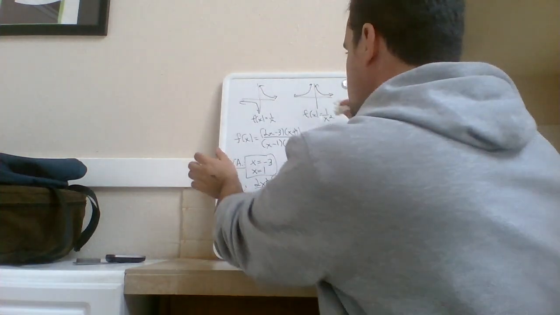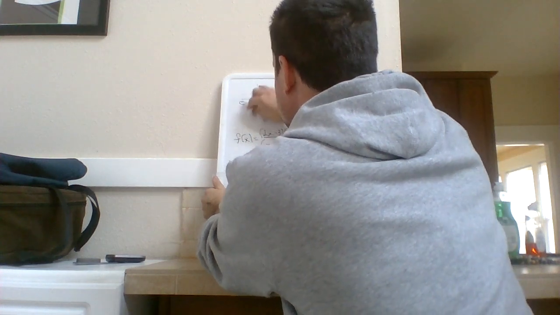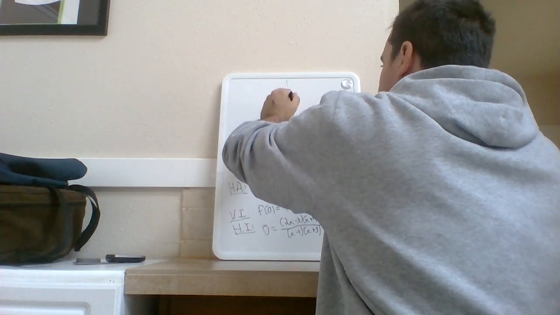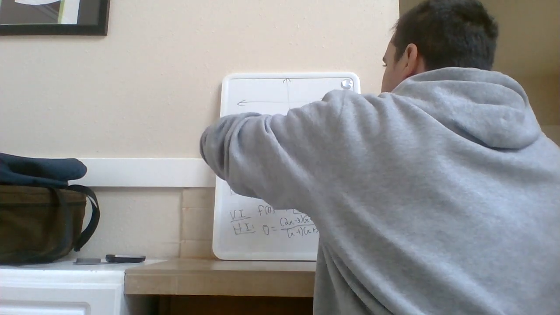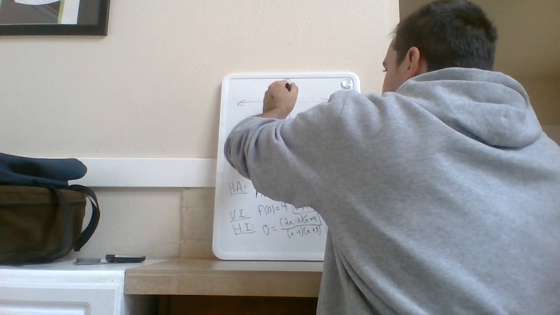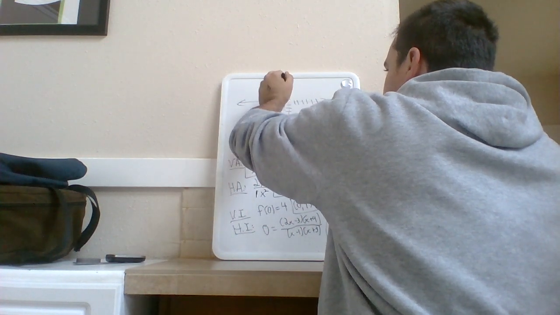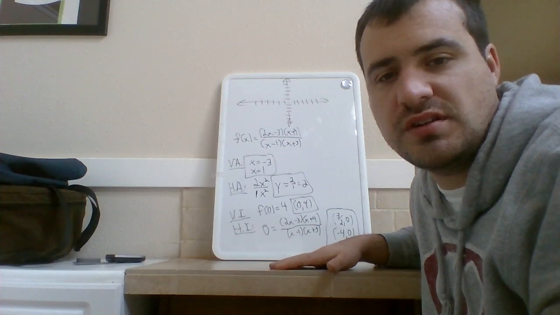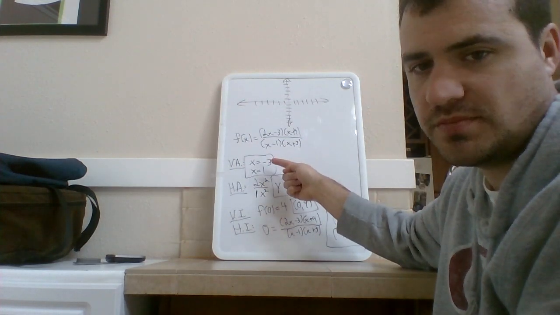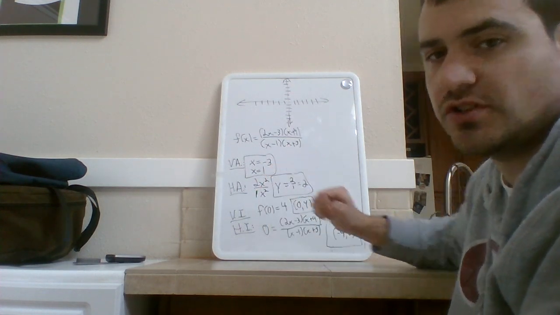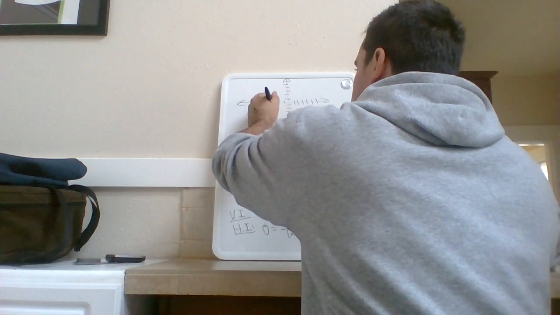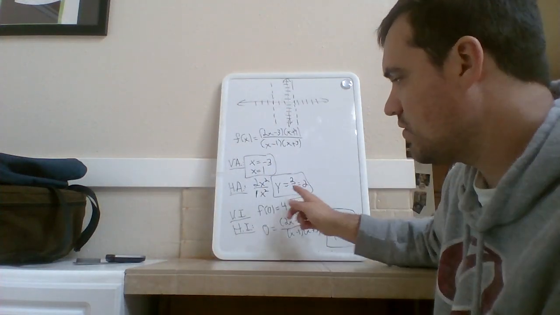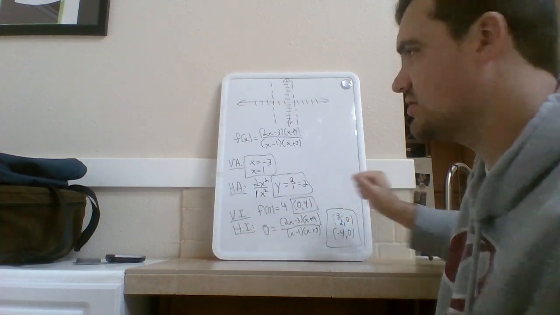I'm going to erase the stuff up above here, and draw my graph. We're going to start by putting in all of our asymptotes. So I know from right here that I have vertical asymptotes at x equals negative 3 and x equals 1. So I'm going to add those to my picture. Then I also know that I have a horizontal asymptote at y equals 2, so I'm going to put that in the picture.